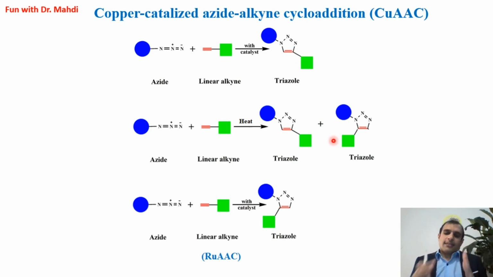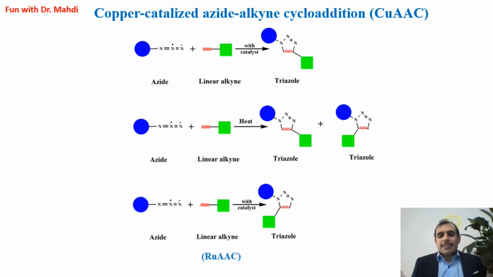For doing CuAAC, we need to use copper as a catalyst. Copper is toxic. Then in biological studies, we cannot use this type of reaction. Then we have a big problem with this type of reaction. Maybe you ask me, we can use this reaction in the presence of heat. When we use heat instead of copper as a catalyst, we will have two big problems.